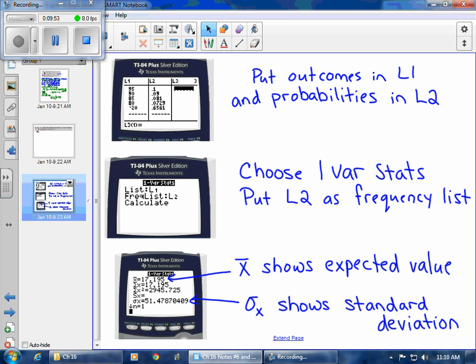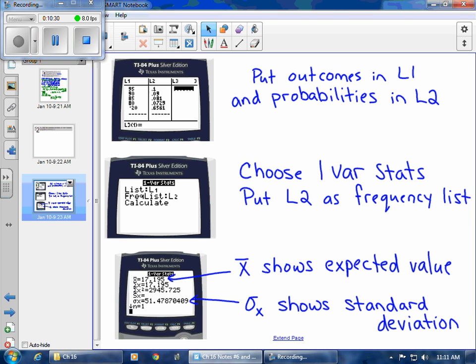On your calculator, if you enter all your values, this is not going to tell me the number of darts. This is going to tell me the amount of winnings. So I set this problem up to do the amount of winnings. I would have to change this to 1, 2, 3, 4, 4 if I wanted it to be the number of darts. So I put the amount of winnings, the outcomes, in L1, and the associated probabilities in L2. Once I had that set up, I did one variable stats with L1 as my list, and my probabilities became my frequency list. And then I just hit calculate.